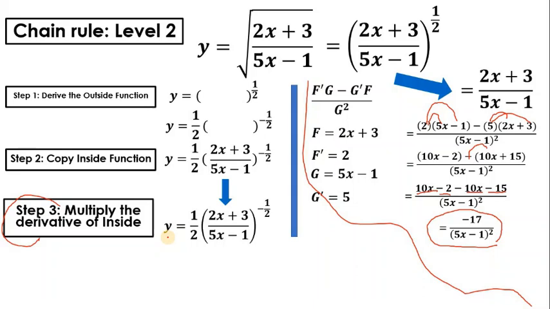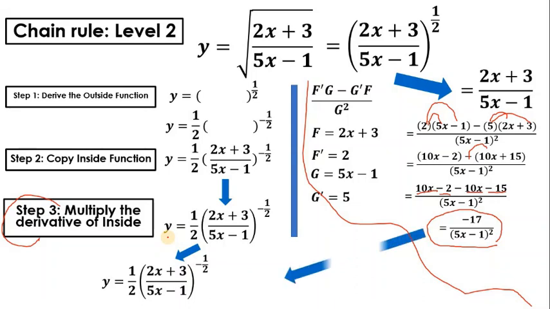We just copied whatever is inside step number 2. After copying whatever is in step 2, you have to multiply it by the derivative of your inside function. Earlier, we already solved the derivative of our inside function, and that is this one. This is the derivative of the inside function. So we are done with step 1, step 2, and step 3, and the result is this one.